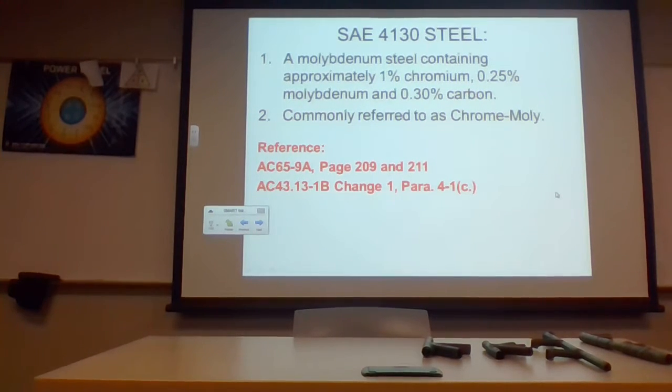When 4130 entered into use in aircraft, it significantly cut the weight of the aircraft down because you get 4 times the amount of tensile strength as compared with mild steel. So again, it's a good choice for cross-constructed aircraft.